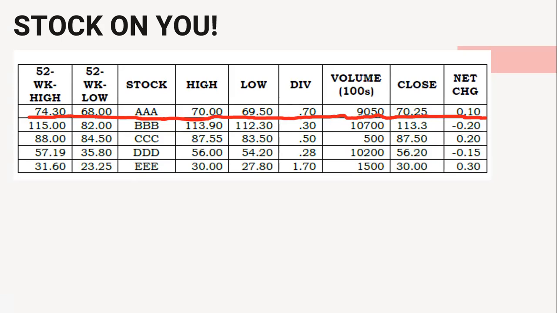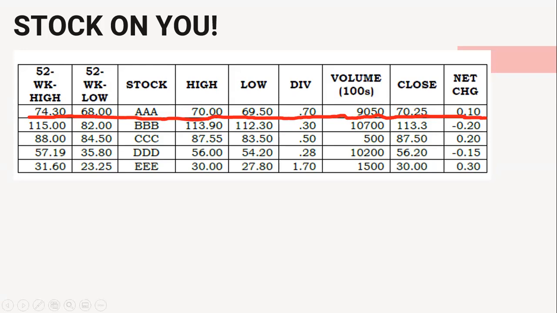How about the highest and lowest prices for AAA shares yesterday? Ano magiging sagot ninyo doon? Yun po, 70 and 69.50 po. 70 is the highest, 69.50 is the low, okay? And then sa next question ko ay what was the dividend per share last year? So the dividend per share ay dito sa column ng dividend. Ito yung DIV. Titingin 0.70, okay?